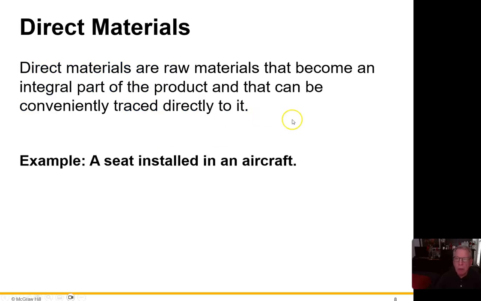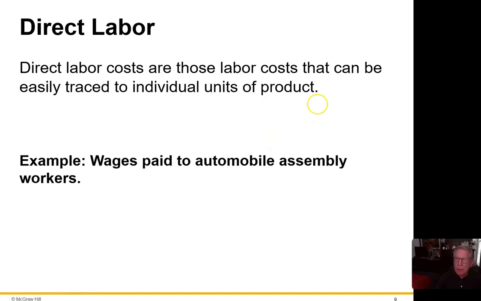So direct materials are raw materials that become an integral part of the product and that can be conveniently traced directly to it. So if we put a seat into an aircraft, that seat is direct materials. Now, direct labor costs can be easily traced to the individual units of the product. Wages paid to automobile assembly line workers would be a fairly easy example that would illustrate that.